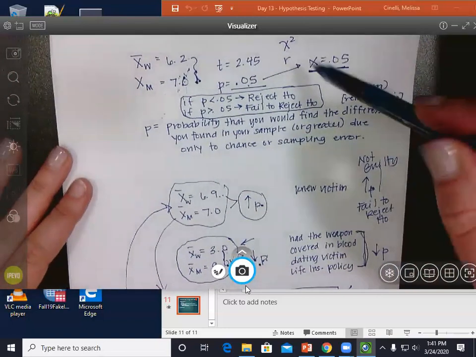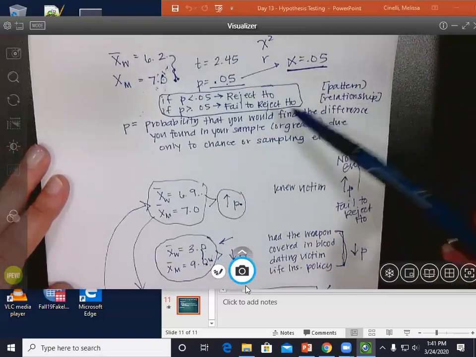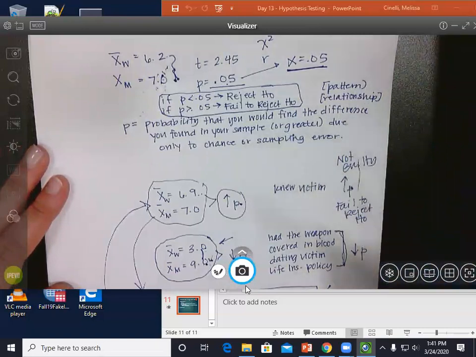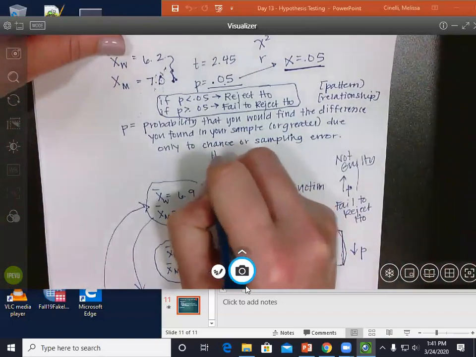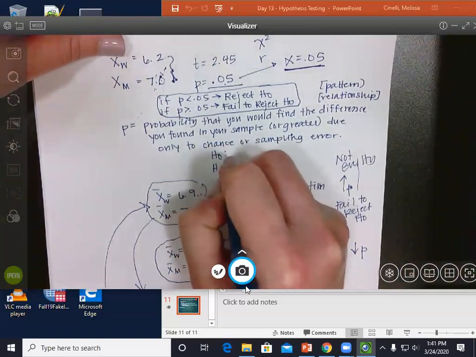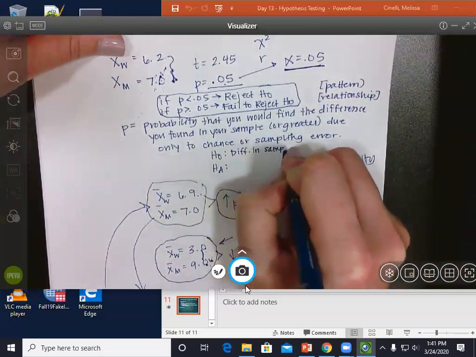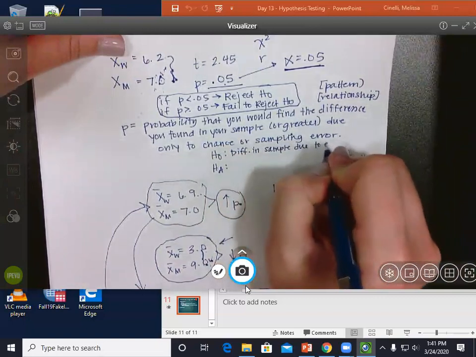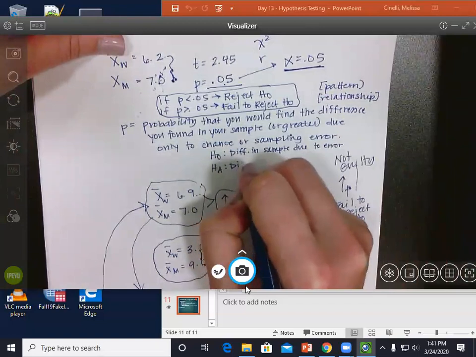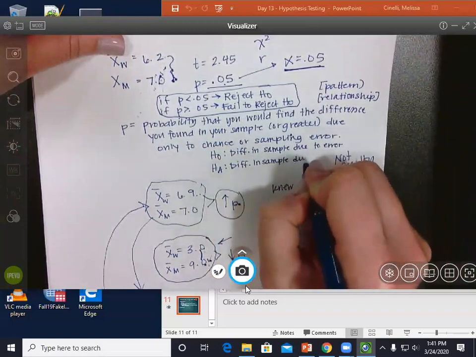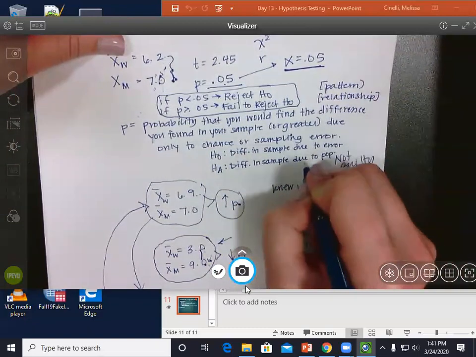But the key thing here is remember, the p-value is telling us the probability that you would find the pattern you found in your sample due only to chance or sampling error. Remember, we have the null and alternative hypothesis. The null hypothesis is saying difference in sample due to error. The alternative is saying you saw that difference in your sample due to population level difference.